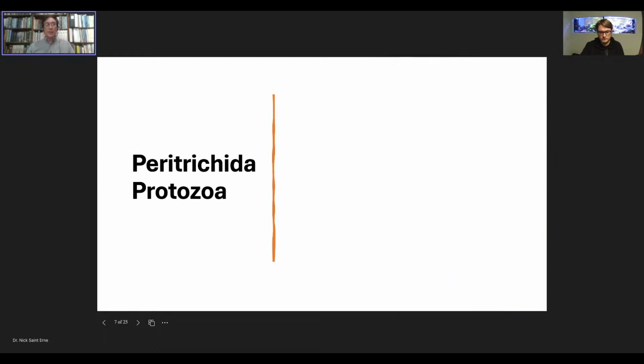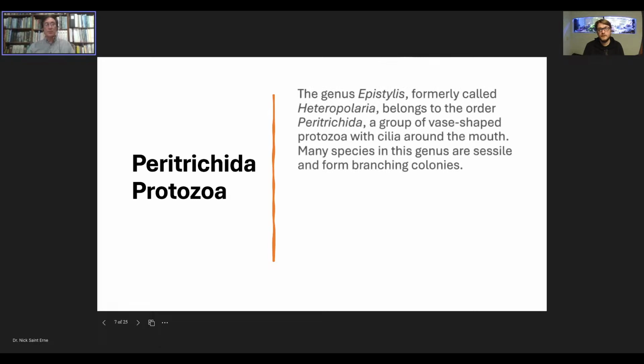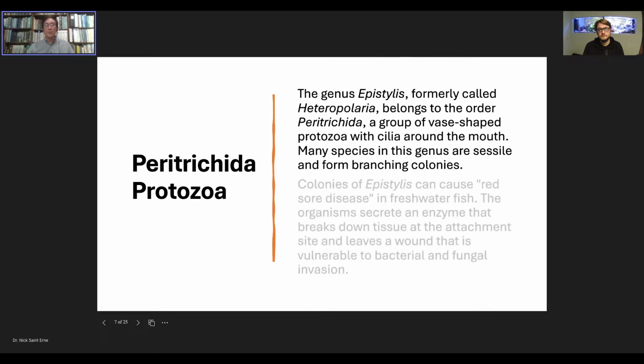Okay, so that's ciliated protozoa. Now we're going to go to Peritrichia. The most common one we typically see is Epistylis. It used to be called Heteropolaria. So if you're looking in old literature, you might have to look for a couple of different names for it.